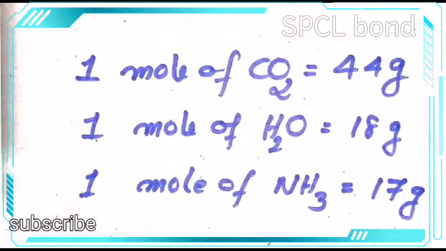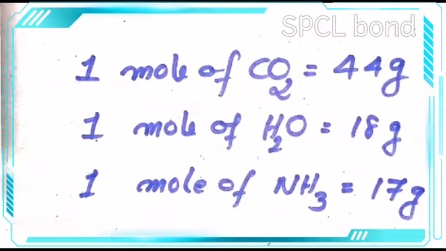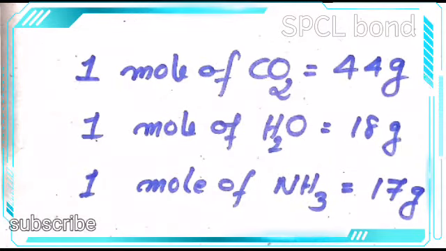Similarly, can you calculate the number of moles of water present in 18 gram of water? For that, we want the atomic mass of hydrogen and the atomic mass of oxygen. What is the atomic mass of hydrogen? 1. What is the atomic mass of oxygen? 16. So, the total molecular mass of water is 18. That means molecular mass expressed in gram is called gram molecular mass. That is 18 gram. So, 18 gram of water consists of 1 mole of water molecules. Or in other words, 1 mole of water molecules is equal to 18 gram of water.